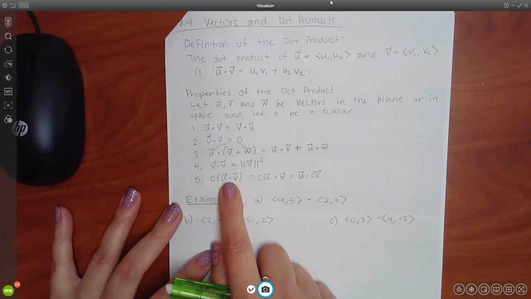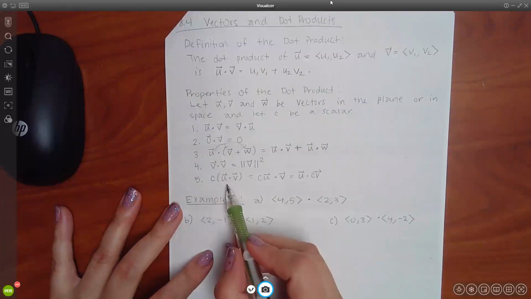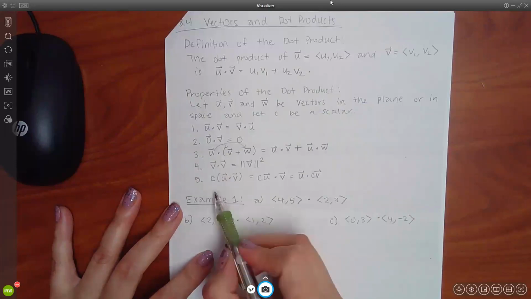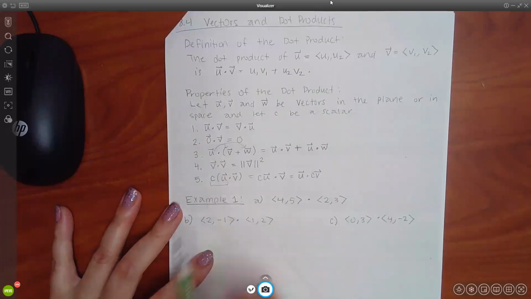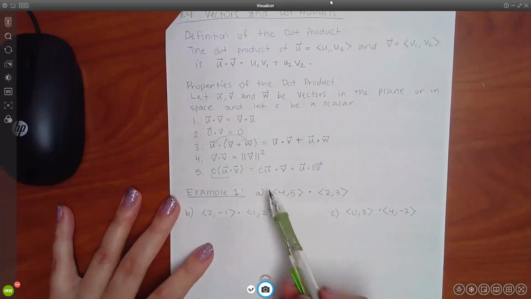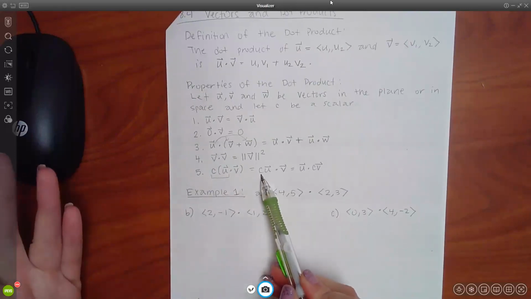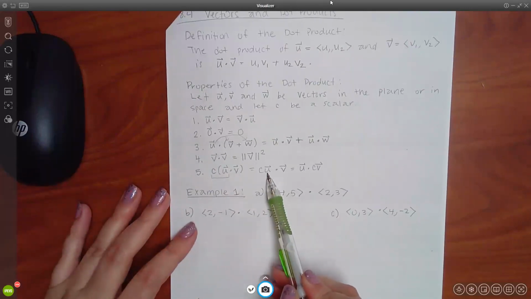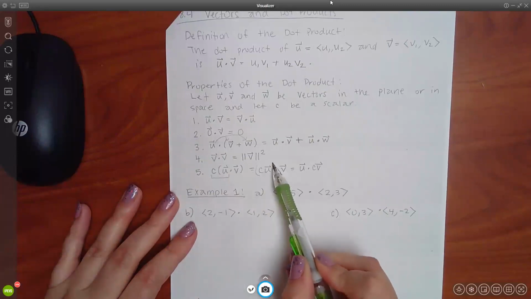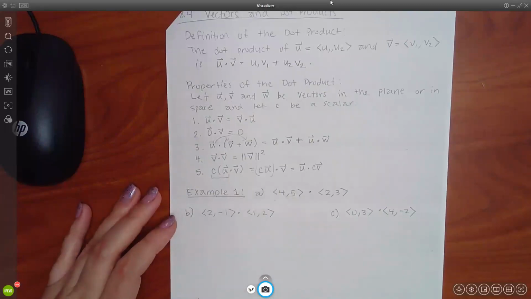Now we have an associative property. The associative property says you can, instead of multiplying these guys together, you can basically group those two together. And if I do that, then I have that constant, whatever that constant was, times just the U, okay? And then the V's over here by itself, and I'll have to do the dot product with that.